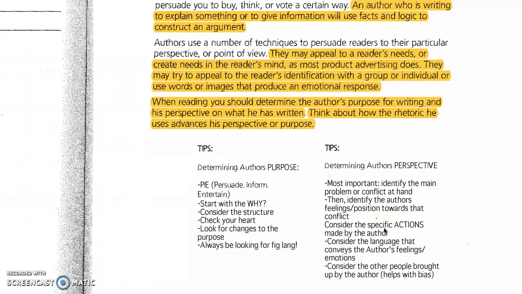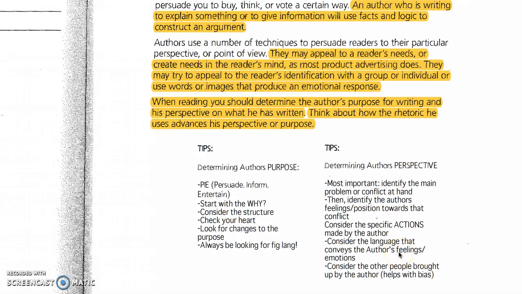Consider the language that conveys the author's feelings and emotions. Anytime you can pick out word choices that help you delineate what that author feels, it's going to help you identify the tone of the piece. Tone and mood are usually the most asked questions on standardized testing when it comes to authors' purpose and perspective. So anytime that you can mark those as you're annotating the piece, that would be really helpful.